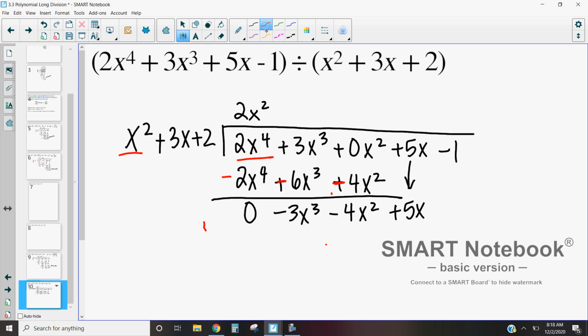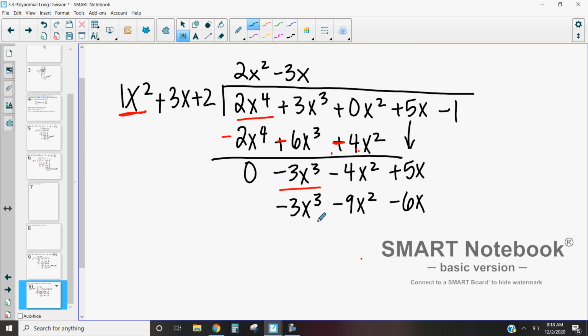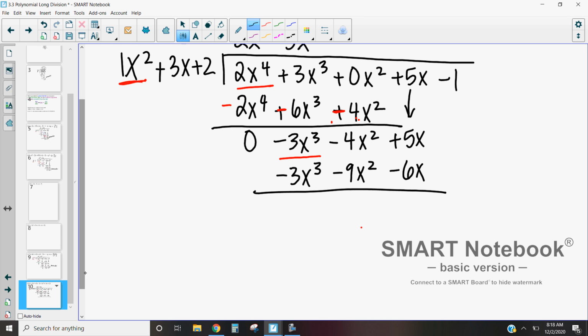Okay, now we have to ask ourselves, x squared times what number gives us negative 3x cubed? Well, we have a 1 right here. So 1 times what number equals negative 3? Well, negative 3. And we have 2 x's, so we need 1 more x up here. So that'll give us our negative 3x cubed. Then we need to multiply everything else. So this will give us a negative 9x squared. And 2 times negative 3x will be negative 6x.